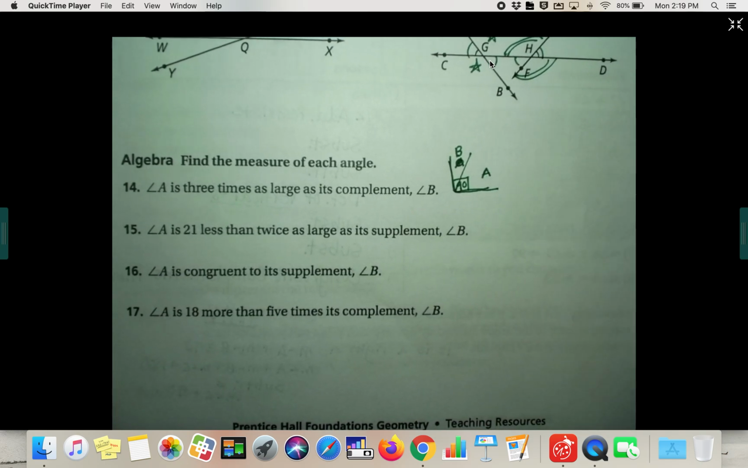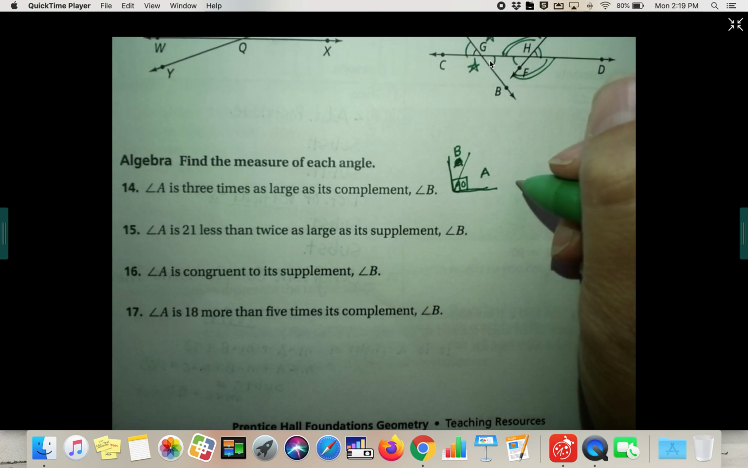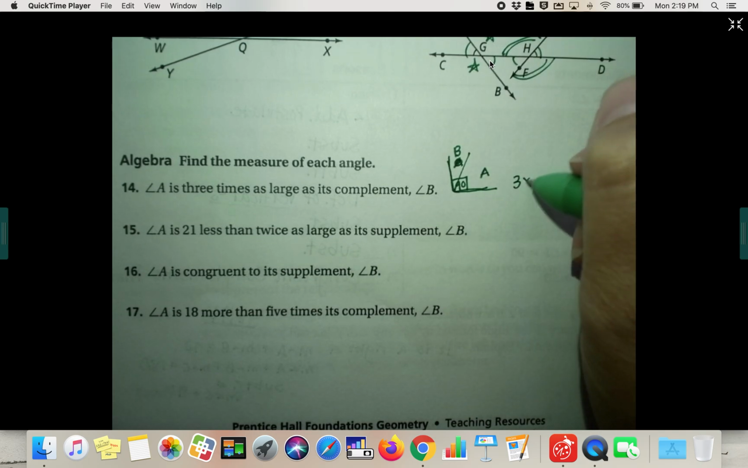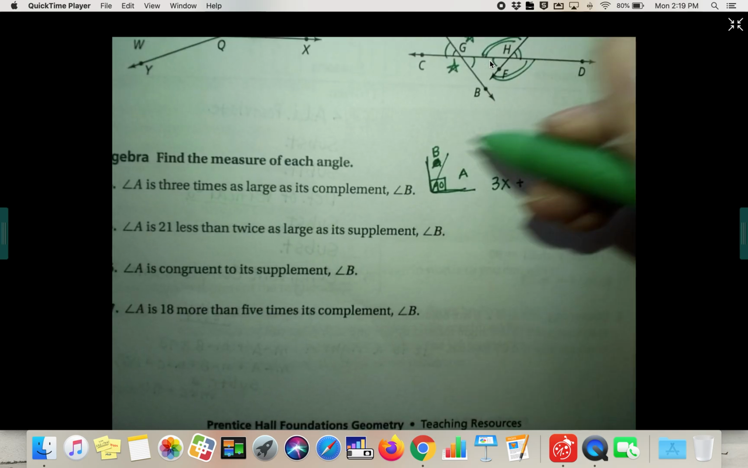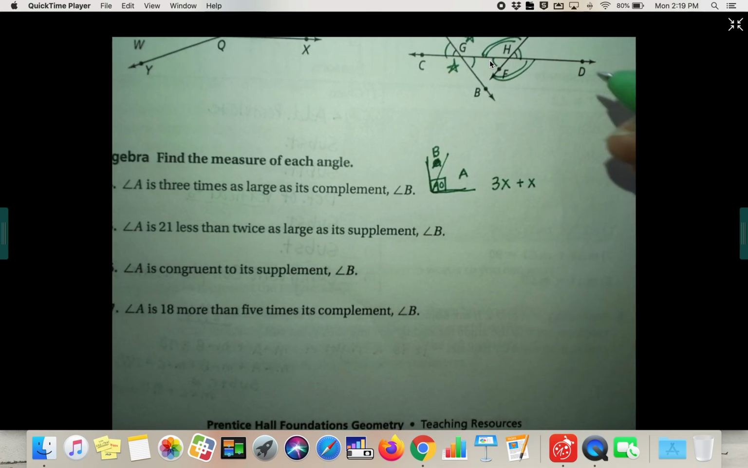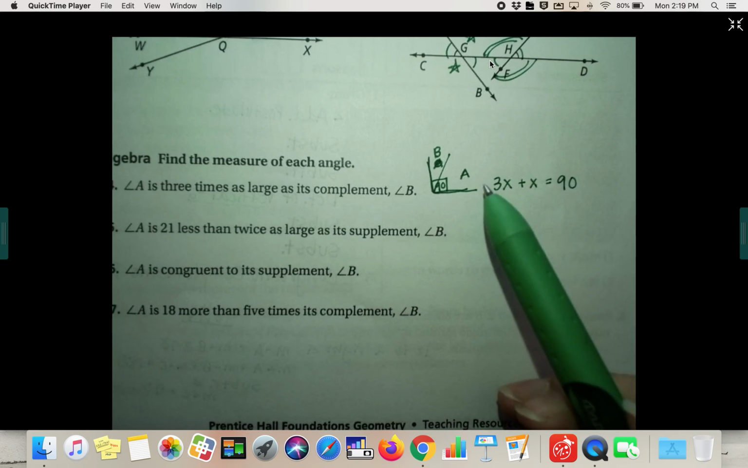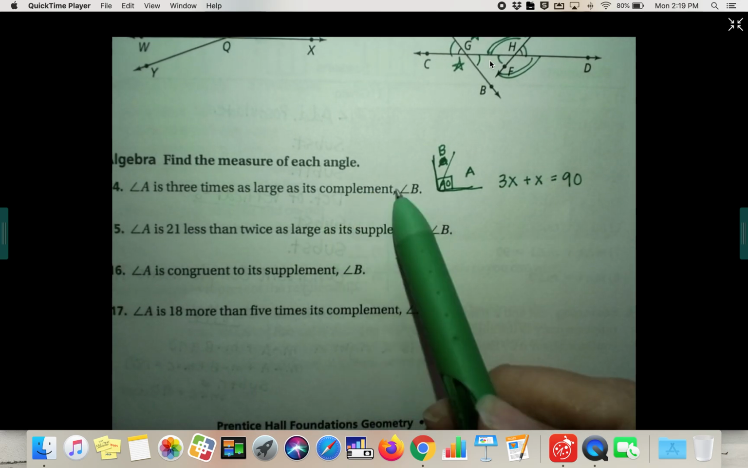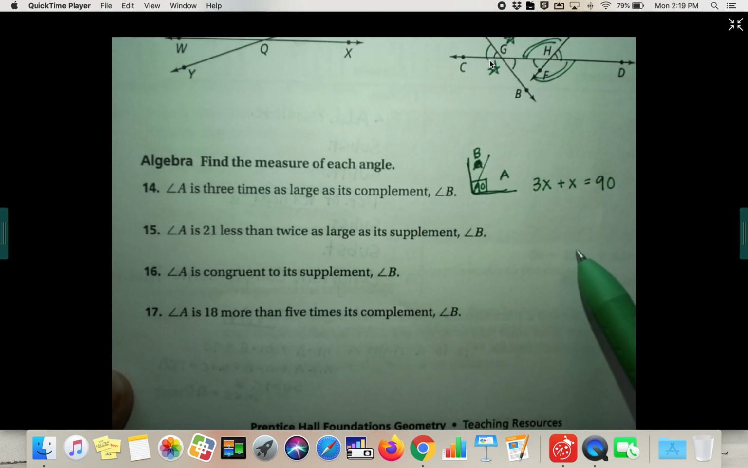We don't know what angle A is. We can just call it x, but we know it's 3 times bigger than B, so we're going to call A 3x. Then plus B, which only represents one of the x's, equals a total of 90 degrees. So 3 times bigger than the original one plus the original equals 90 because of the word complement. You would solve all that and find each angle measure.